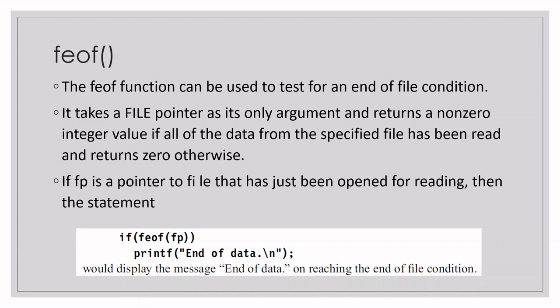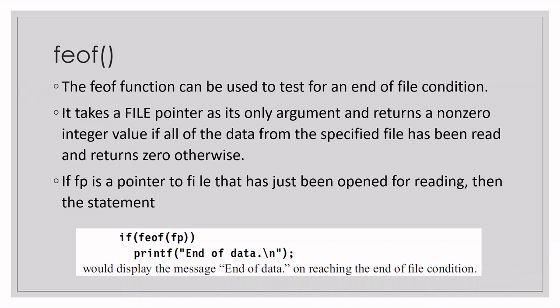As we all know, almost all file programs start with the file pointer, and that file pointer points to a particular file. So only the file pointer is taken as the input argument by this function: feof(fp). It considers the file pointed to by that file pointer, and it will return a non-zero value if all the data from the file is successfully read. If not, it will return a zero value.